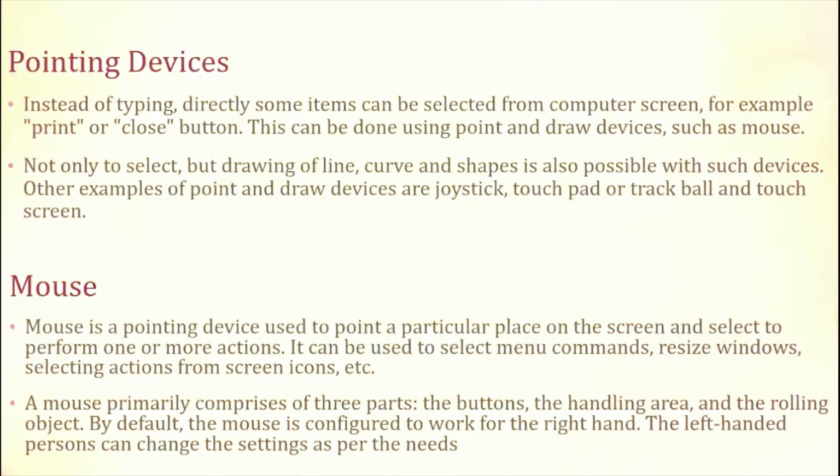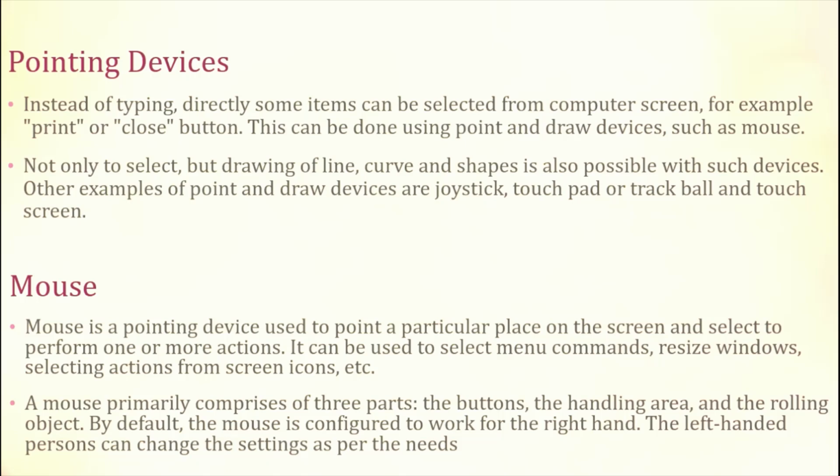Pointing devices. Instead of typing directly, some items can be selected from the computer screen, for example, the print or close button. This can be done by using point and draw devices such as a mouse. Not only selecting, but drawing of lines, curves and shapes is also possible with such devices. Other examples of point and draw devices are joystick, touchpad or trackball, and touchscreen.